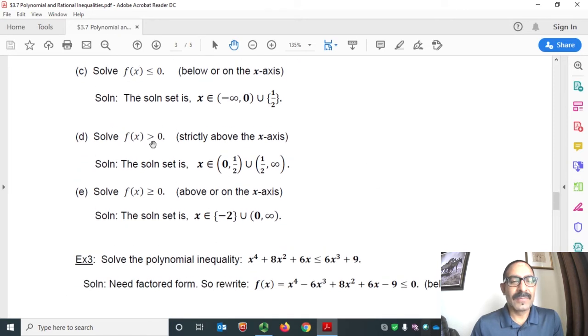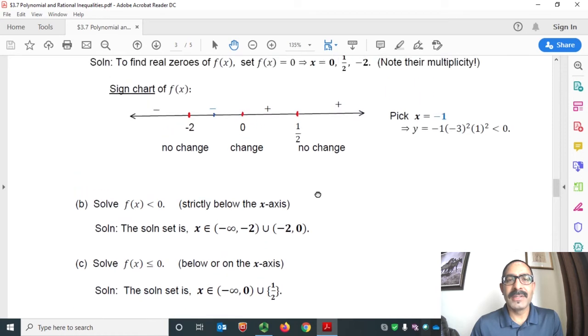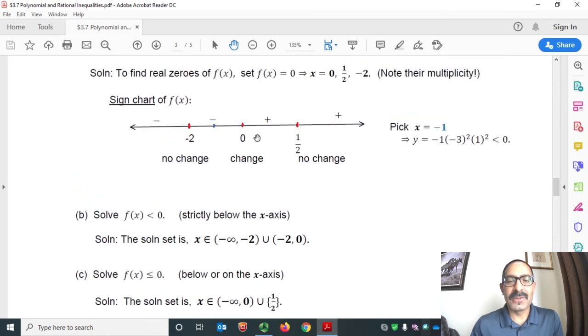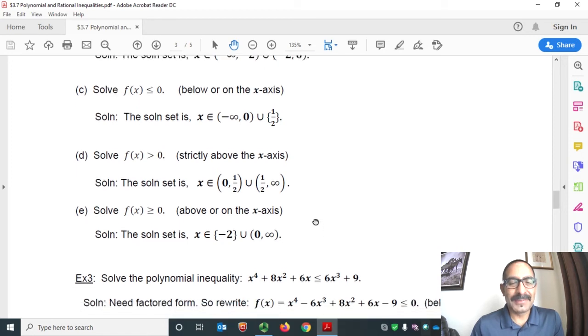Part D, solve the inequality f(x) is strictly greater than 0. So here we are looking for the y values which are strictly above the x-axis. So again, looking at the sign chart here, strictly above the x-axis. That means 0 to 1/2, excluding both endpoints, union 1/2 to infinity. So the solution set is x belongs to 0 to 1/2, union 1/2 to infinity, excluding both endpoints. I hope this makes sense to you all. Let's move on.